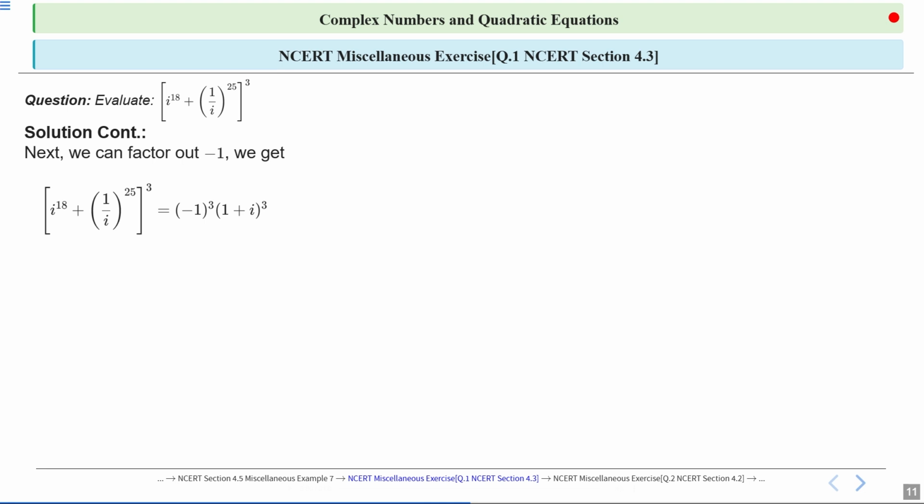Next, we can factor out minus 1. So we get iota to the power 18 plus 1 divided by iota whole to the power 25 whole cube equals minus 1 to the power 3 times 1 plus iota whole cube. So we simplify, minus 1 whole to the power 3 equals minus 1. Okay, so minus 1 to the power 3 times 1 plus iota cube equals minus 1 times 1 plus iota whole cube.